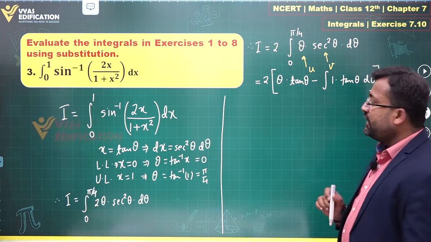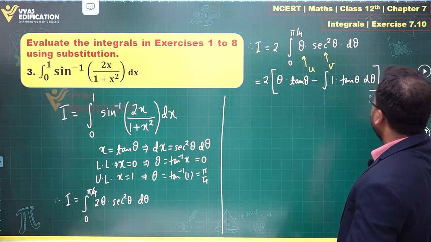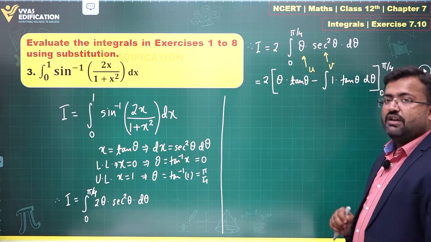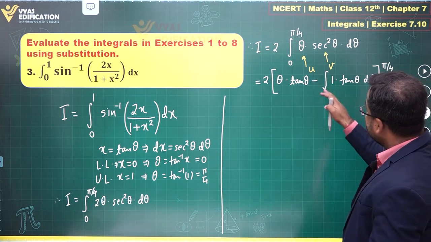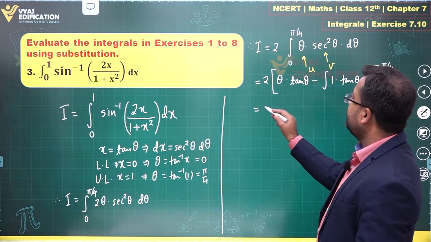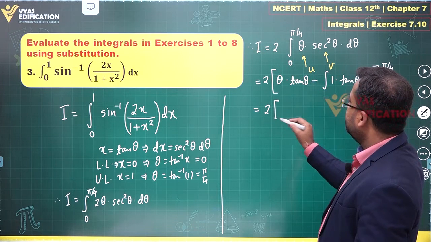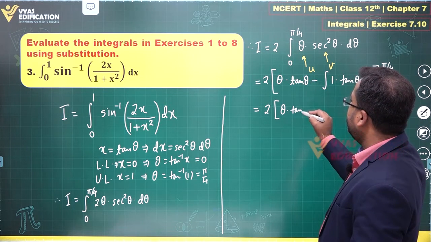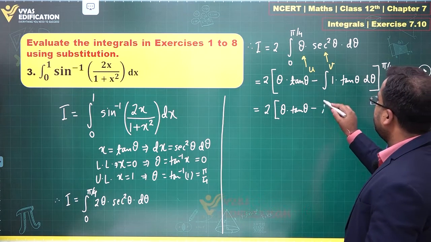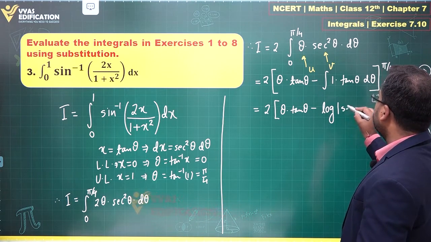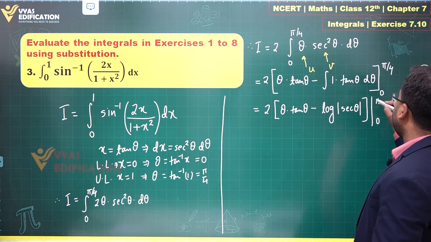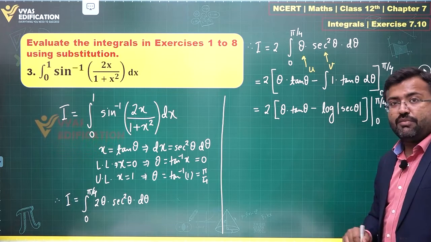And mind you, one more important thing. What's that? The limit 0 to pi by 4 will be applied over here on this. And here, since the integral is still remaining, we'll have to integrate that first inside. So this is 2 times, this is theta times tan theta minus integral of tan theta. What is integral of tan theta? Log mod sec theta, like this, from 0 to pi by 4. The limits will be from 0 to pi by 4.